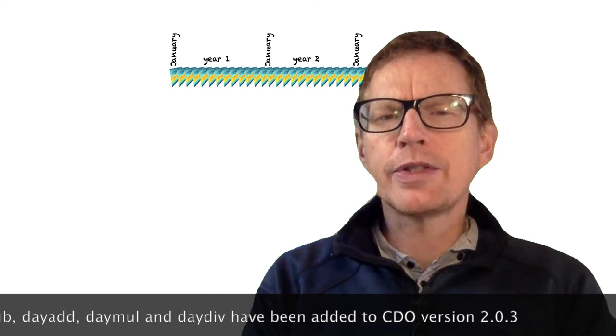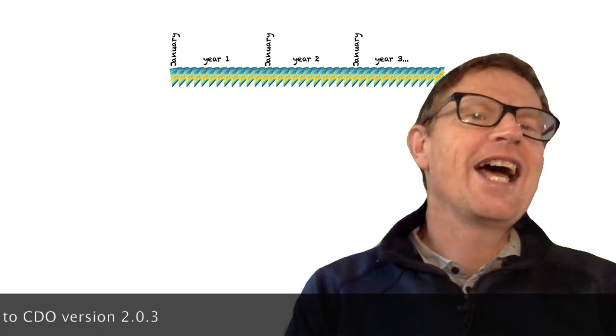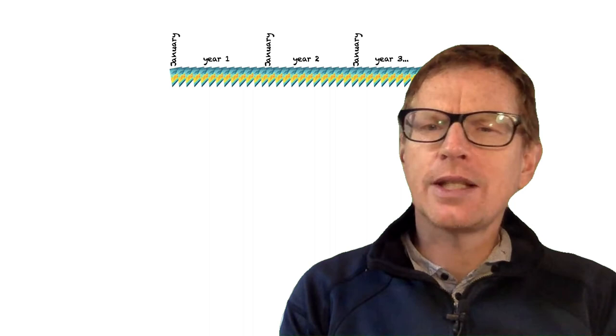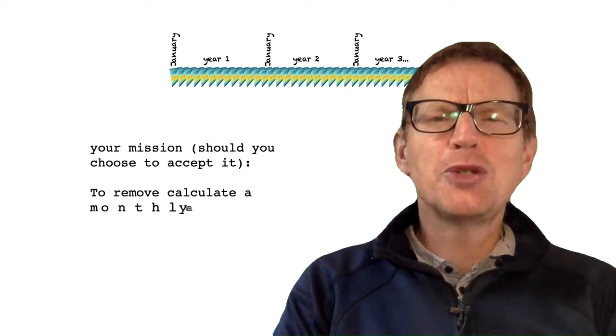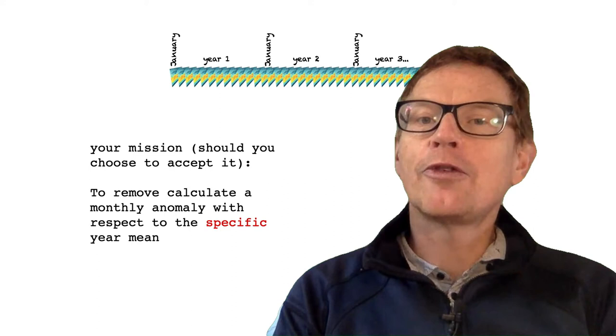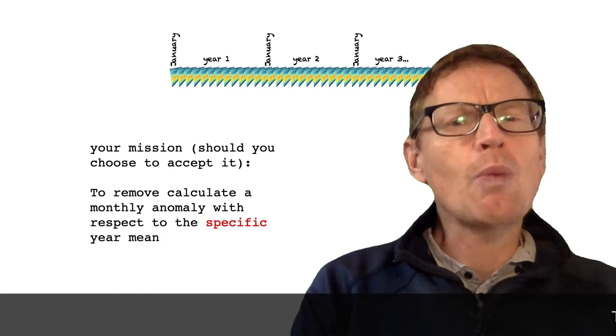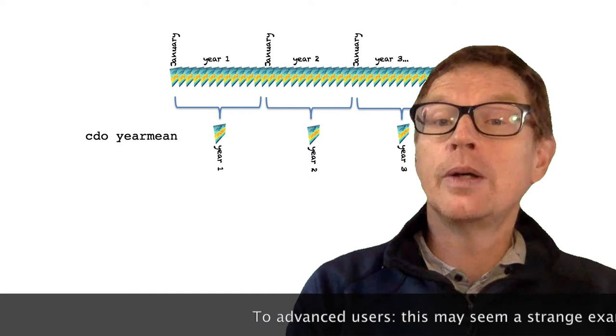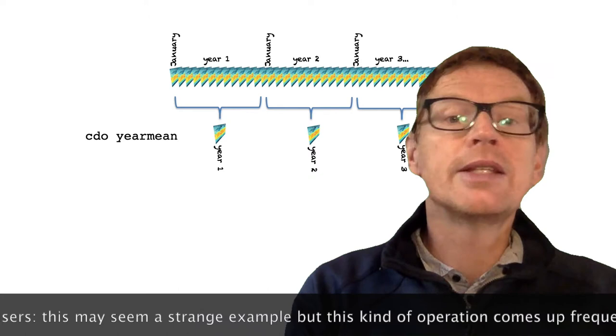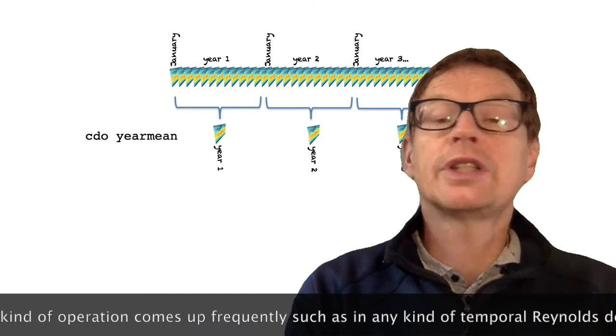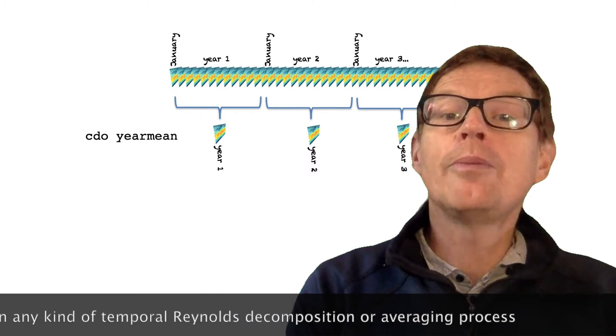Now behind me, let's take another example. I'll move myself to one side. And so here we have our hypothetical data set where we have 3 years of data at a monthly time step. And I want to set you a mission. Now, the mission, should you choose to accept it, is I want you to calculate the anomaly of each month, but not with respect to the whole time series, as we've shown earlier in the video, but now the anomaly with respect to each specific year. So how are we going to do this? Well, first of all, we need to calculate the yearly mean. So we know how to do this, CDO yearmean. That gives us a second data set where each step is the average of all of the 12 individual months in that particular year. So now if we want to calculate the anomaly, we need to subtract this new yearly mean from the original data set.